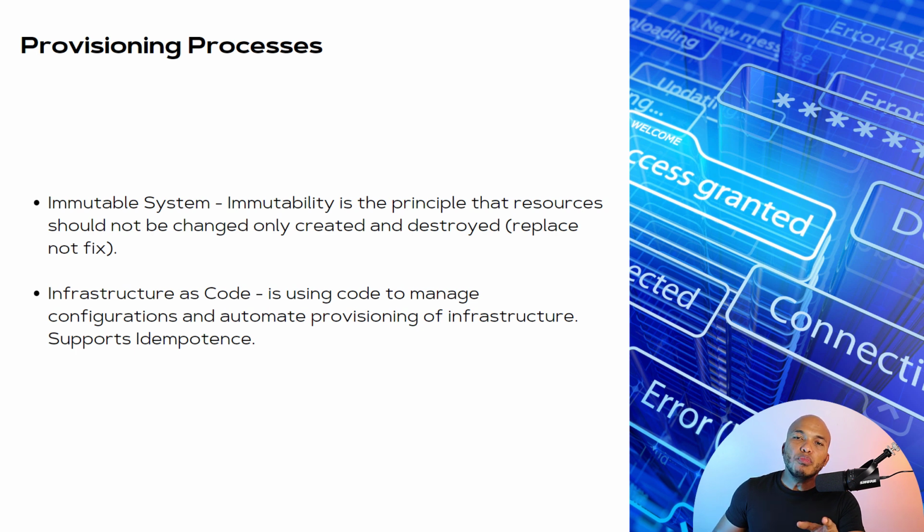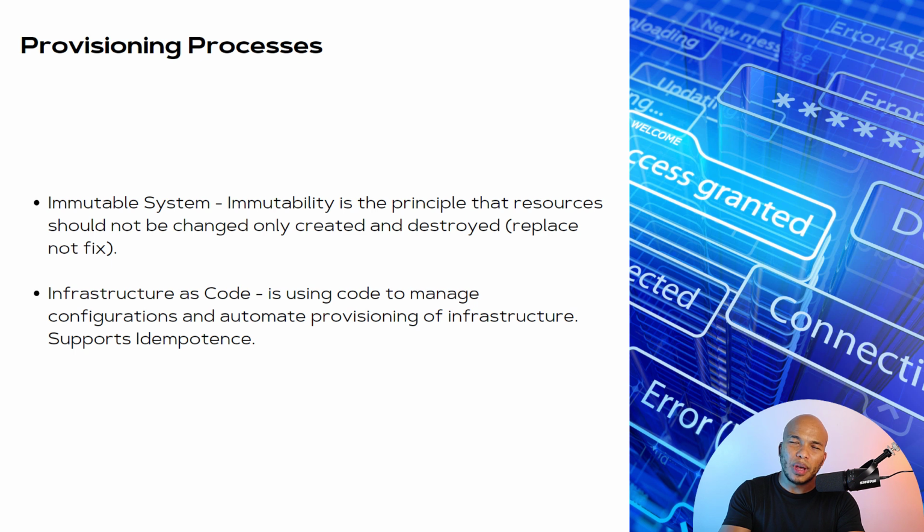Now, we also have the immutable system. Now, immutability is the principle that resources should not be changed, only created and destroyed. So basically, the idea here is that resources should either be created or if they're not needed anymore, you simply destroy them. So basically, you replace, you don't fix. If there's any issue with a particular resource, don't try fixing it. Simply provide a new resource entirely.